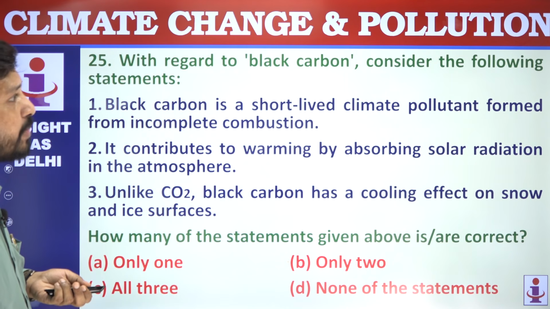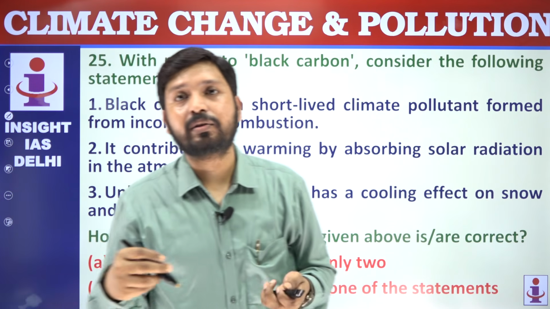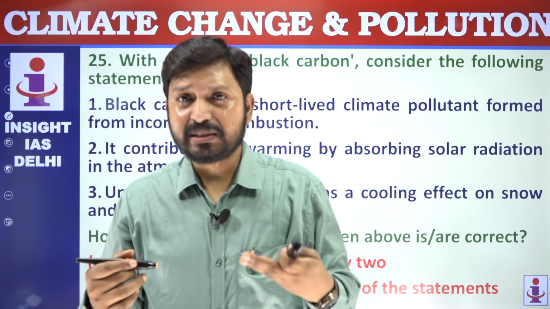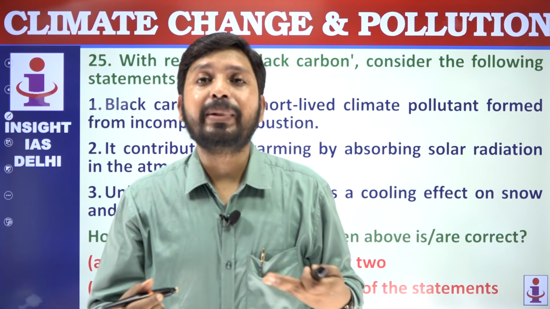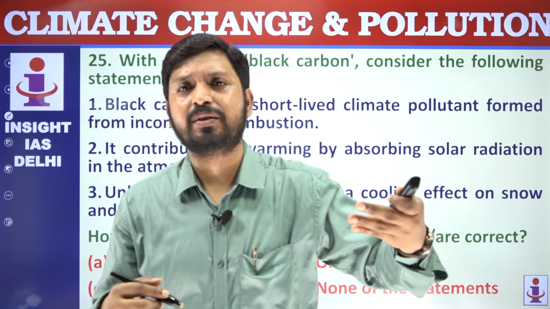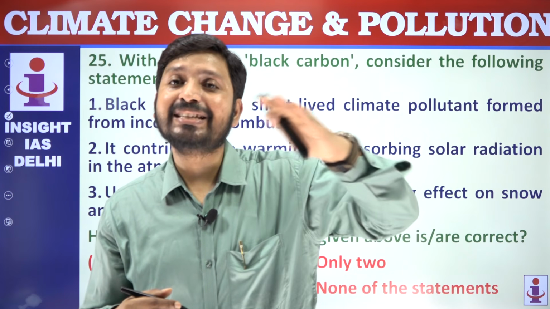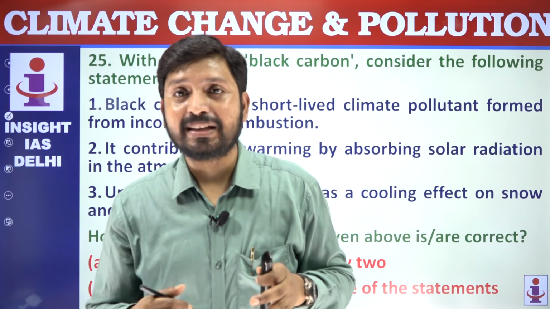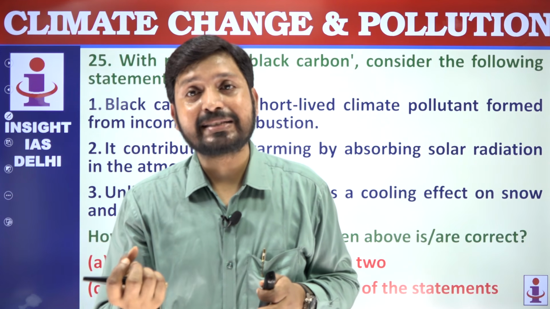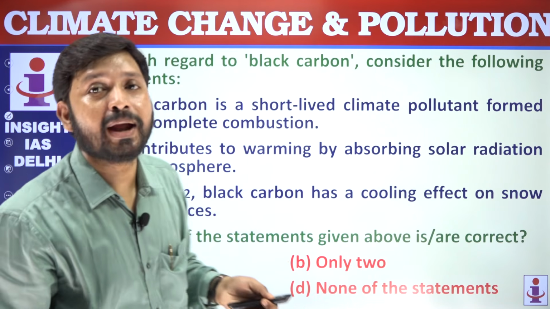With regard to black carbon, consider the following statements. Black carbon is nothing but soot, which is released whenever any organic material or anything is burnt, because of incomplete combustion. Its lifetime in the atmosphere is very short, hardly days to weeks. But the problem is, once it is released, if it settles down over ice, it will absorb solar radiation. Once it settles over ice and absorbs the solar radiation, the ice will start melting, so it has a very bad impact on the earth.